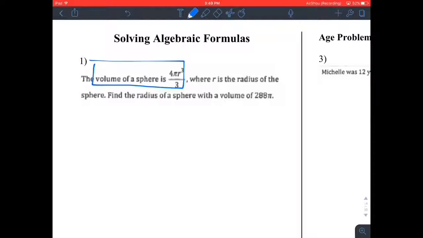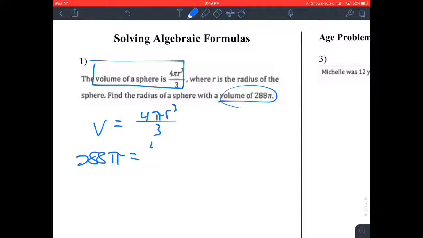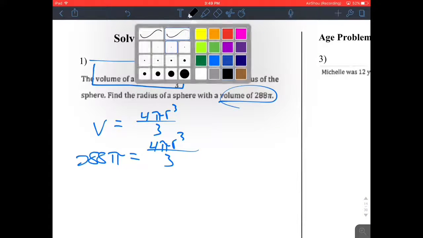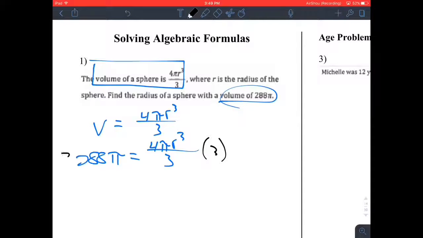Is means equals. So volume equals 4 pi r cubed divided by 3. We're told the volume is 288 pi, and we want to know what r is, the radius. We're going to multiply both sides of the equation by 3 to get rid of the dividing by 3 on the right side. On the left, that's going to give us 864 pi. On the right, the 3's cancel, and we get 4 pi times r cubed.